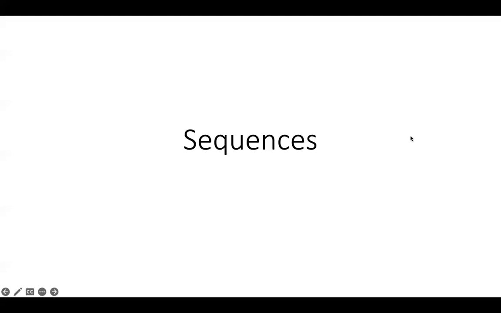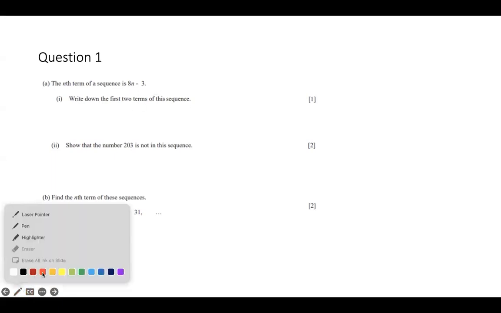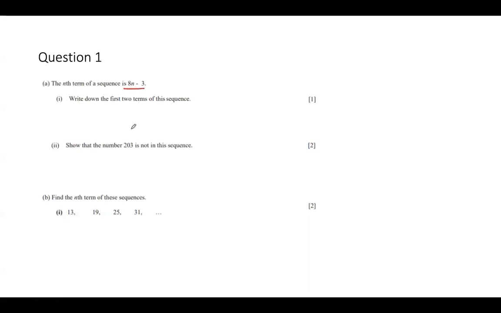Okay, so let's take a look at how to do some questions from the sequences chapter. Now, these are medium level questions and taken from paper 4. So the first question is the nth term of a sequence is 8n minus 3. And we have to write down the first two terms of the sequence.